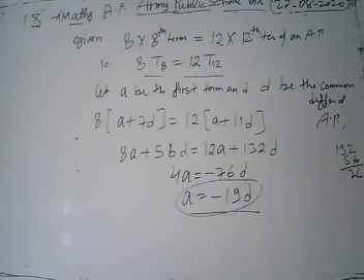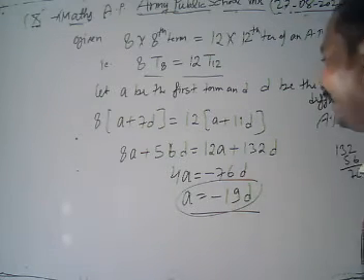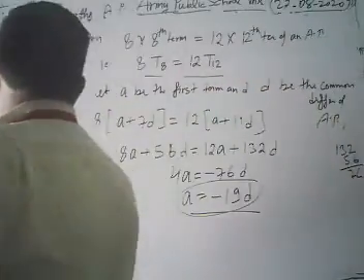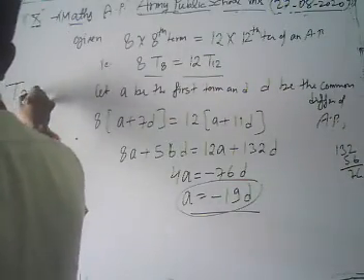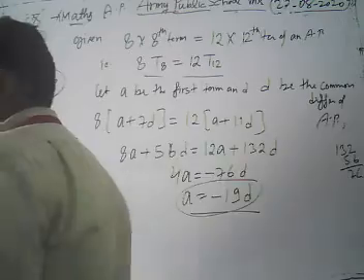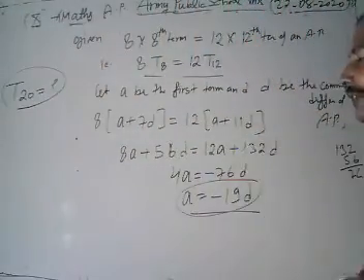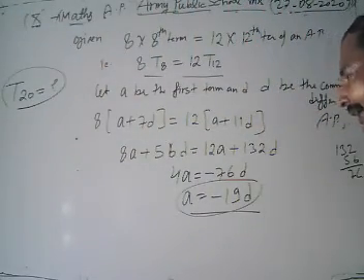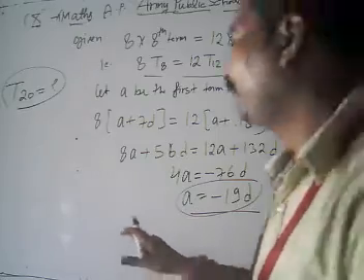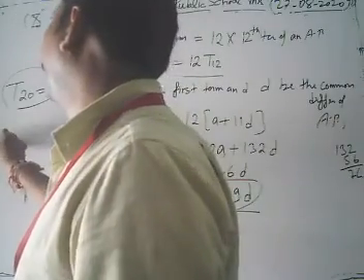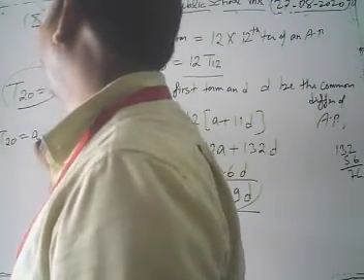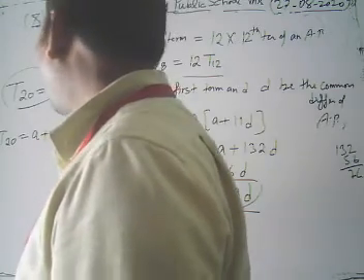It is given in the question: if 8 times the 8th term of an AP is equal to 12 times the 12th term of the AP, then find its 20th term. 20th term means we have to find T20. Look, a is equal to minus 19d. Now we are going to find T20, which is given by a plus 19d.